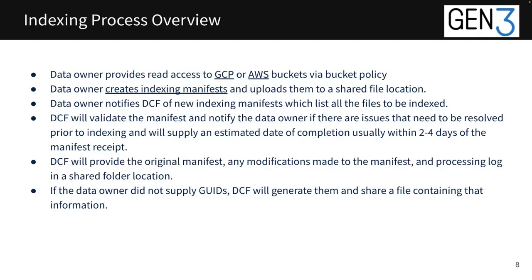The data owner will then create an indexing manifest and upload that manifest to a shared file location. The data owner then notifies DCF that a new indexing manifest exists, and DCF will validate the manifest and notify the data owner if there are issues that need to be resolved. We'll also supply an estimated date of completion, usually within 2 to 4 days of the manifest receipt for smaller data nodes. DCF will provide the original manifest, any modifications made to that manifest, and a processing log in a shared folder location. If the data node did not supply GUIDs, DCF will generate them and share a file containing that information as well.